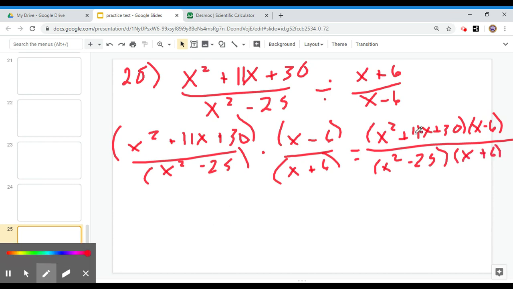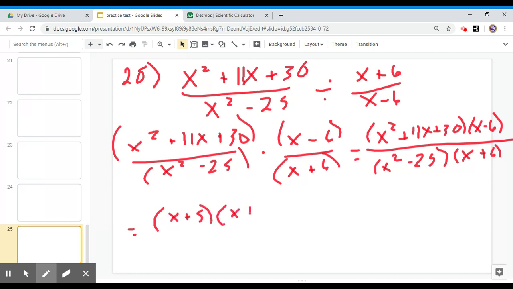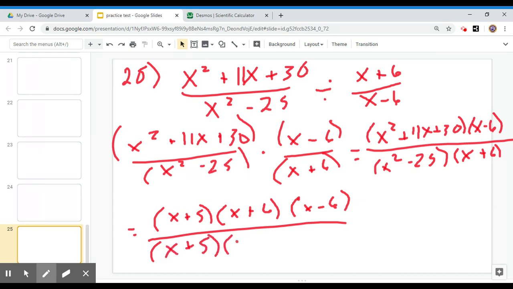So first of all, let's factor this trinomial right here. So what adds to 11 that multiplies to 30? Well, that's going to be x plus 5, x plus 6, and then we also have that x minus 6 in the numerator. And then in the denominator, we have x squared minus 25, which is a difference of two squares, where a is the square root of x squared, which is x, and b is the square root of 25, which is 5. So we have x plus 5, x minus 5 times x plus 6. So that's just this x plus 6 right here.